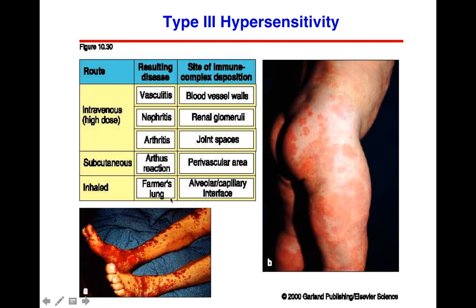And so for inhaled types of allergens, in the case like Farmer's lung, it's the alveolar and capillary interface. For subcutaneous, it's the Arthus reactions, perivascular area. For intravenous or high dose types of allergens, you get vasculitis, nephritis, or arthritis, in which the site of the complex deposition is in the blood vessel walls or the renal glomerular, which can lead to some kidney damage, and in case of arthritis, to joint space damage.